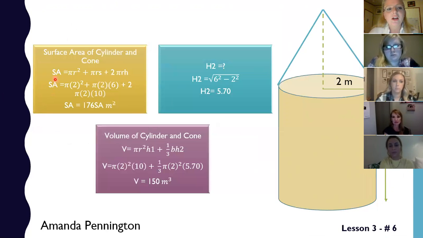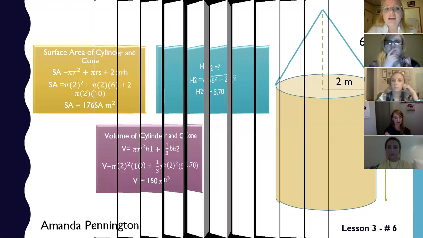So you have the surface area equals pi r squared plus pi rs plus 2 pi rh. And so we know that r is going to be the radius. We know h is going to be the height. And so when we plug this together, we're going to figure out what that is. And so that s right there is going to be a side of the cone.